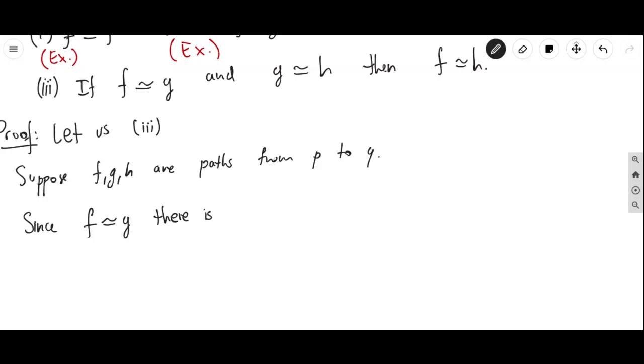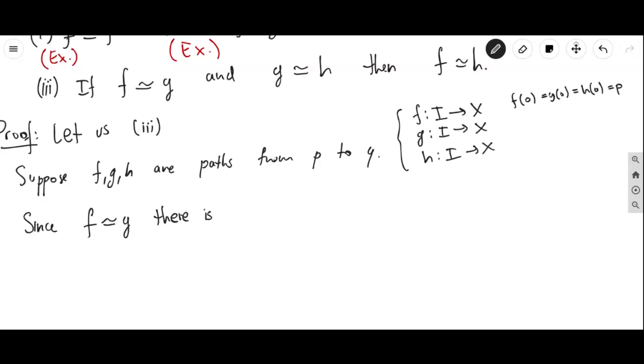It's not required, but just to recall, F is a mapping from I to X, G is a mapping from I to X, H is a mapping from I to X. F of 0 is equal to G of 0 is equal to H of 0, and they're all equal to the initial point P, and F of 1 is equal to G of 1 is equal to H of 1, and all three of them are equal to the terminal point Q. So not required, but I just want to emphasize that so we do not forget.